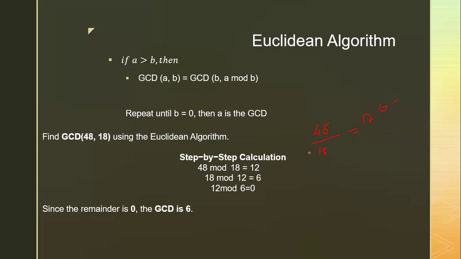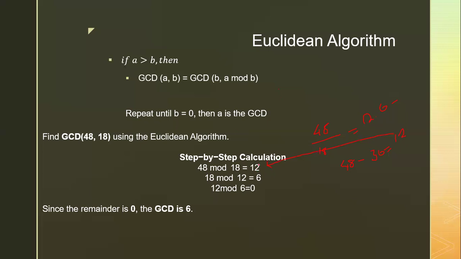But then what happens now is that if we multiply 18 times 2, 36. 48 minus 36 gives us what? 12, which is this guy here. You seen that, right? So we get 48 mod 18, which is 2, remainder 12, right?